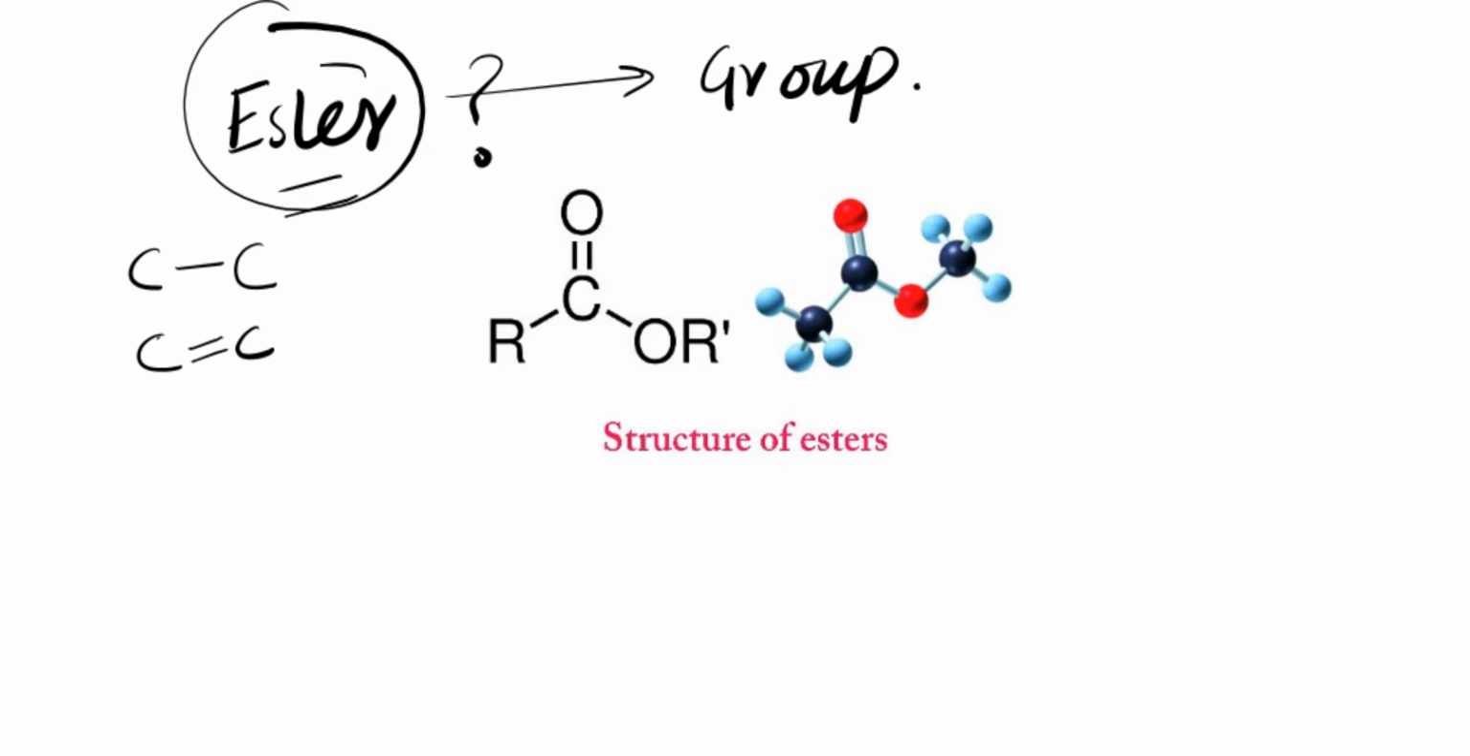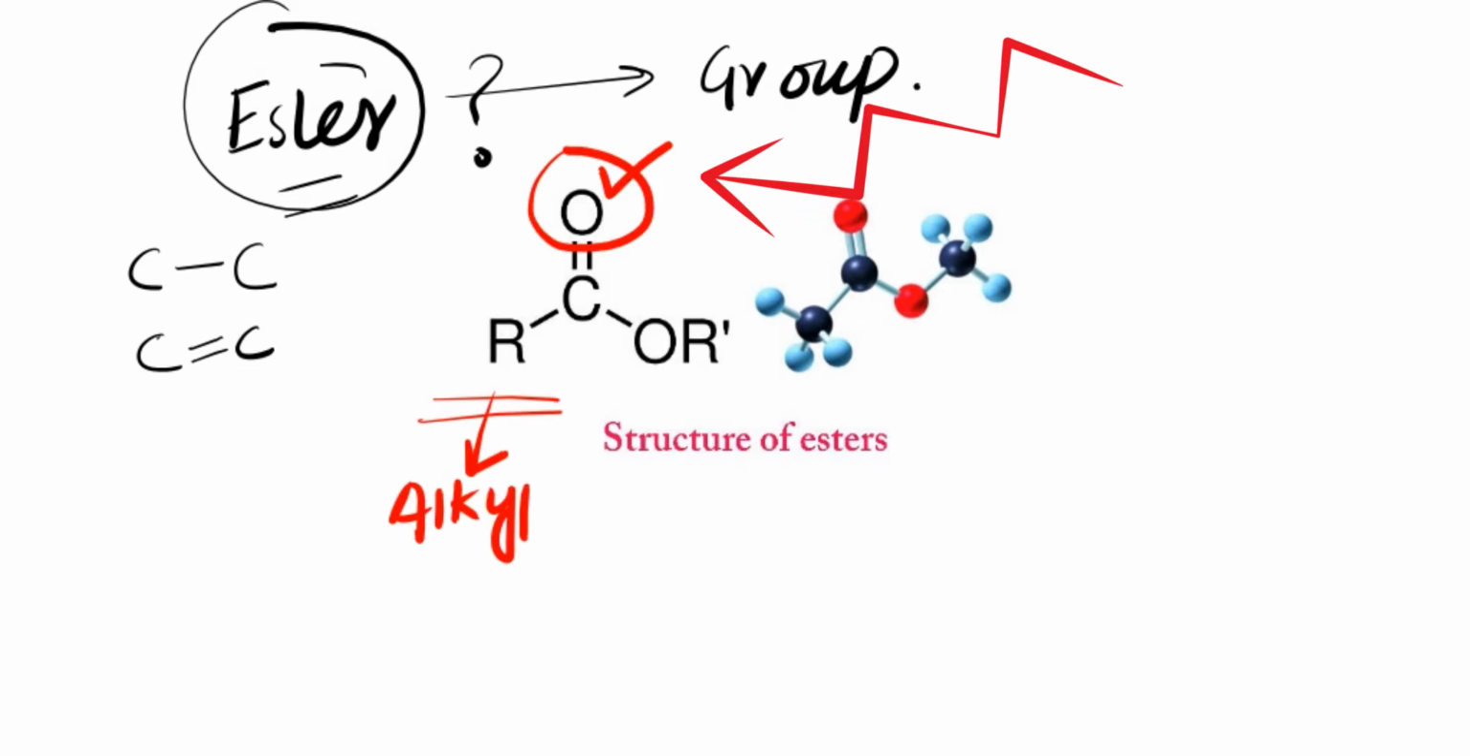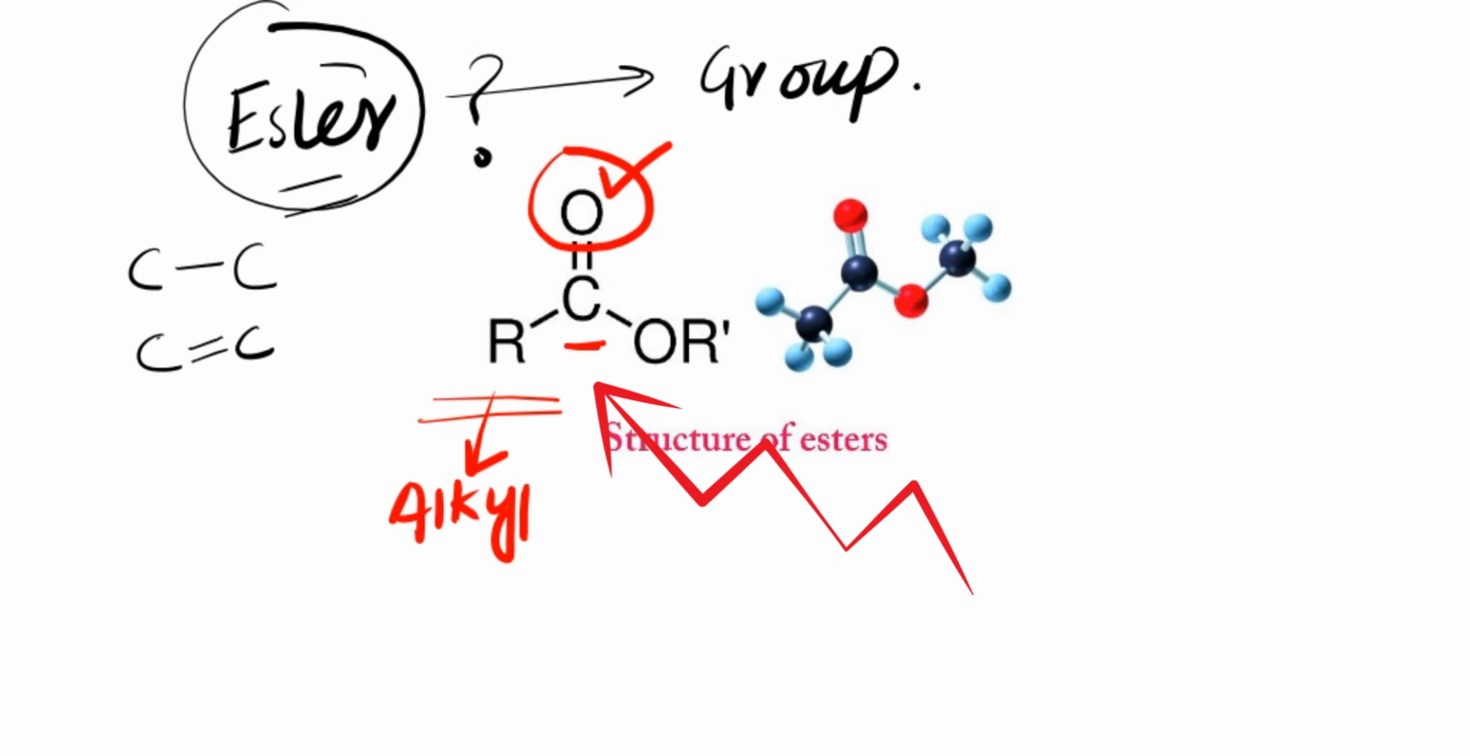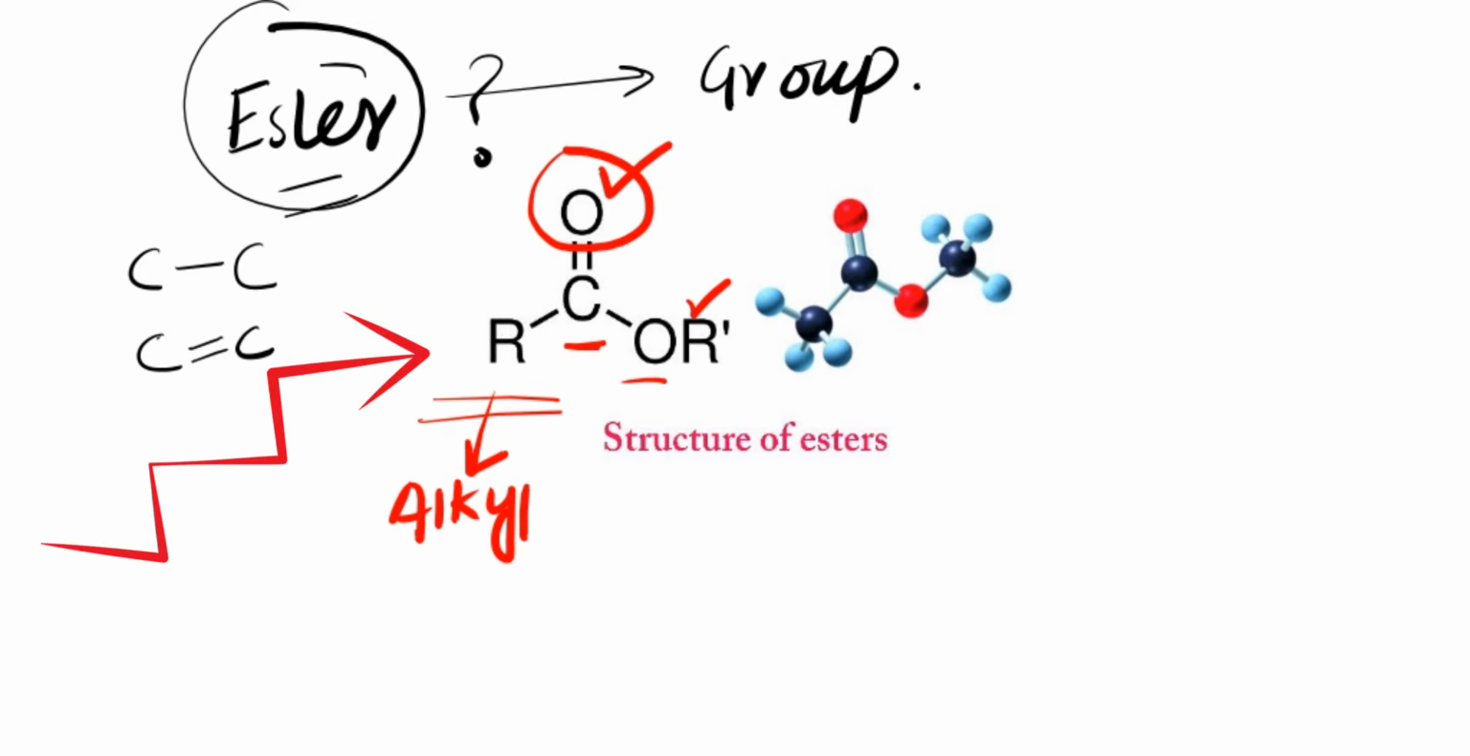And how will we indicate this group? Just by looking at the atomic structure of this compound. For example, here we see that this R represents an alkyl group, this O represents oxygen, this is a carbon atom, this is again an oxygen atom, and again we see another R, and this R indicates an alkyl group. So this type of structure of any compound represents esters.